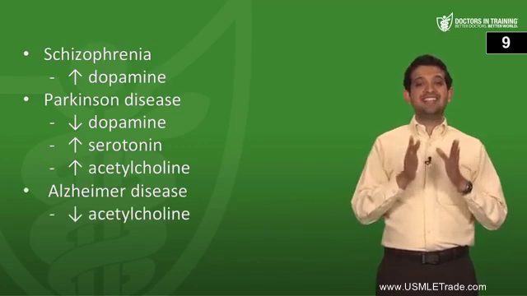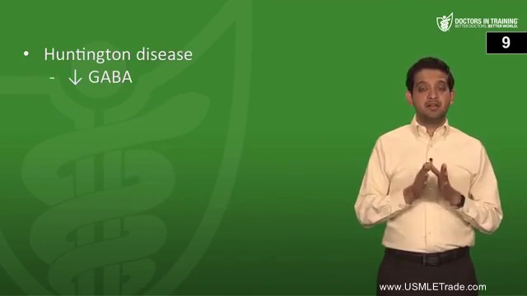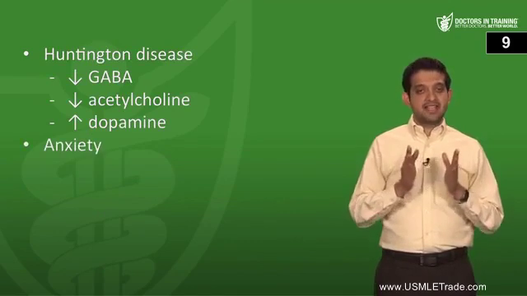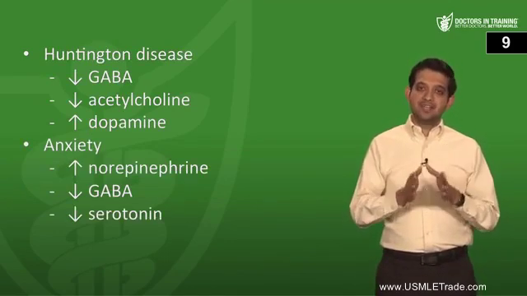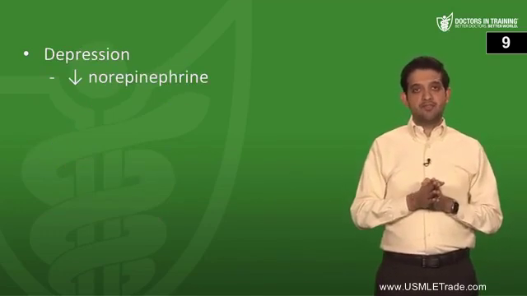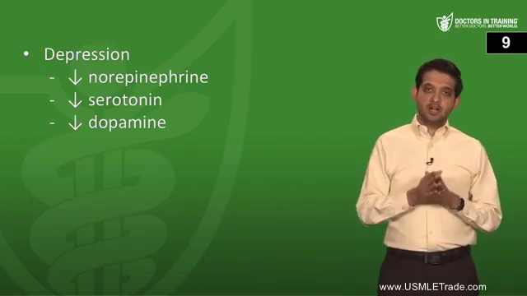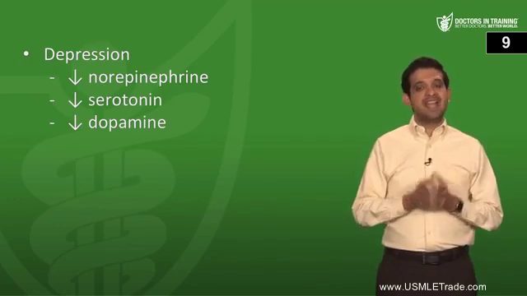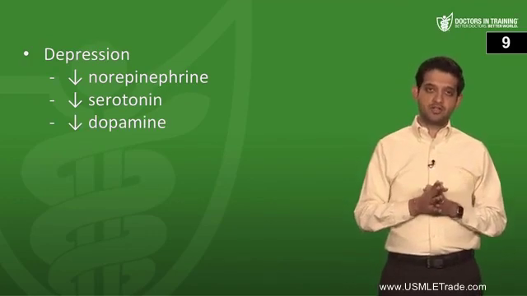Alzheimer's disease is decreased acetylcholine. Huntington disease is decreased GABA, decreased acetylcholine, and increased dopamine. Anxiety is increased norepinephrine, decreased GABA, and decreased serotonin. Depression is decreased norepinephrine, decreased serotonin, and decreased dopamine. So here we can see that depression and anxiety both have decreased serotonin, and this is why SSRIs are most commonly used to treat both disorders.